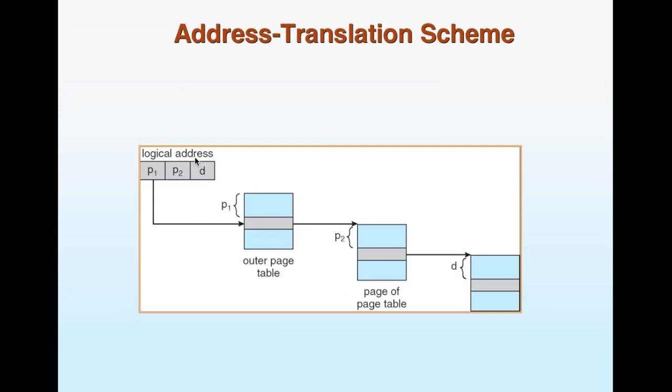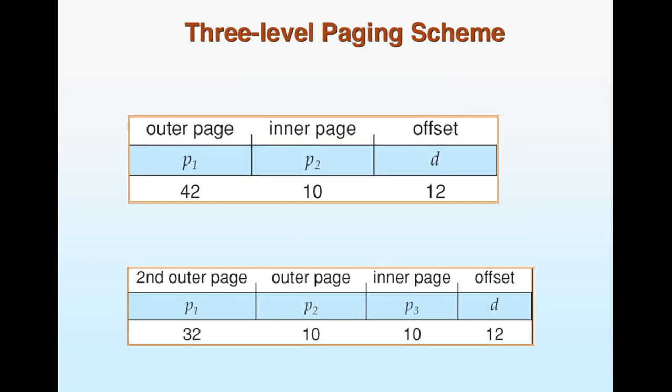So if we had logical address P1, and P1 was the outer page table, it would take us to P2, the page of the page table, and then we have the page of the page table again, or we have the address eventually. So it's basically going from each table to each inner table, from outer to inner, in terms of a search technique or a look-aside. So it's a 3-level paging scheme.